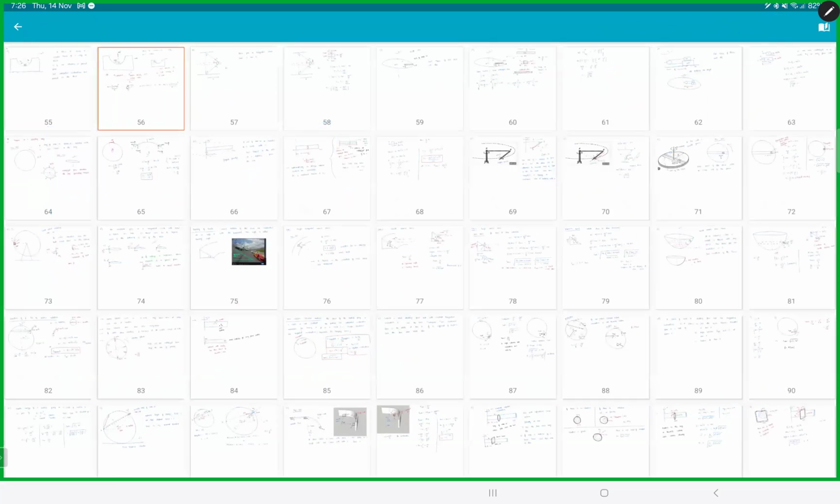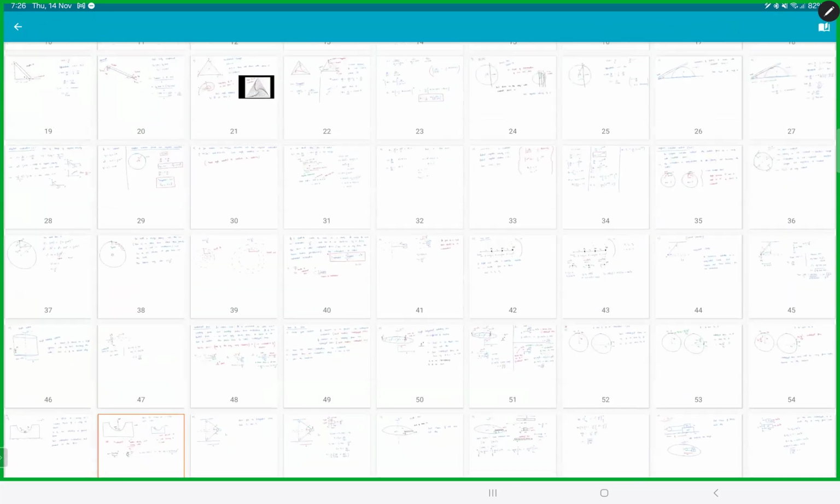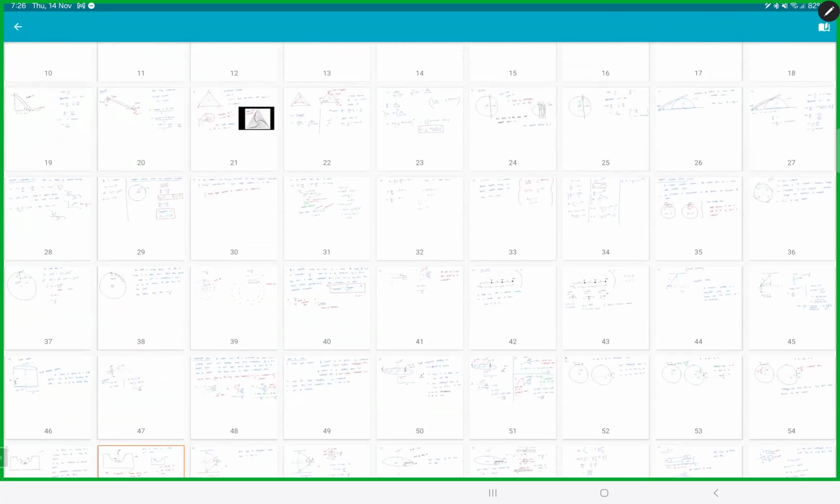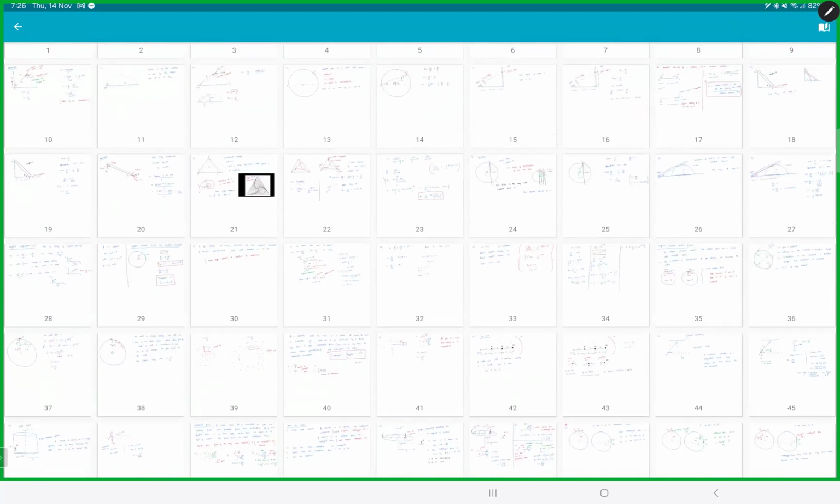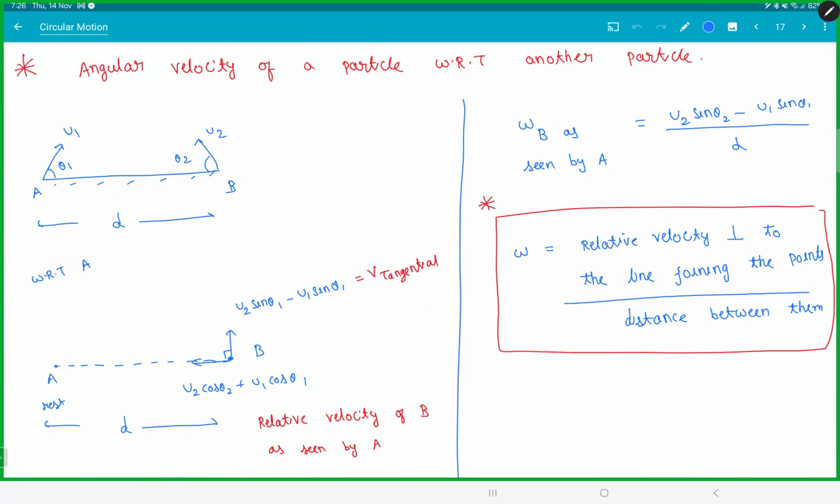Go back to circular motion. Do you guys remember this? Angular velocity of a particle with respect to another particle. What we do? Take the relative velocity perpendicular to the line joining by distance between them, isn't it? So if I know velocity of 2 points on a body, I can find omega like this. This is page 17, circular motion.